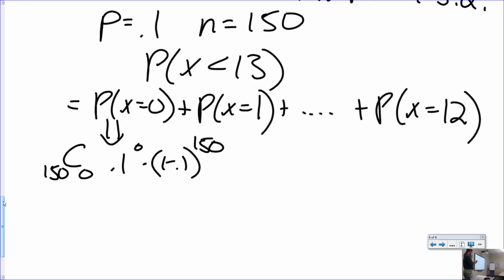0.9 to the 150th power? Oh, it's not that small. 0.0000000137. Right? It's not that small.